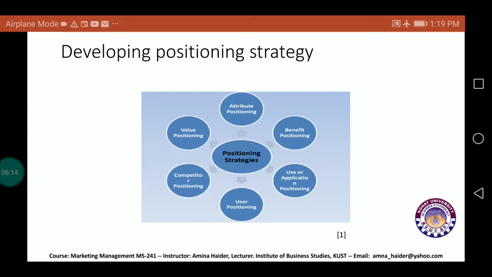Another example is Brooke Bond Taj Mahal tea that is endorsed by Zakir Hussain, which is a famous tabla nawaz, and his value proposition in that advertisement is if you find a better tea than Taj Mahal, then Zakir Hussain will stop playing tabla. So you directly or indirectly refer to your competitor. So such type of positioning is called competitor positioning.